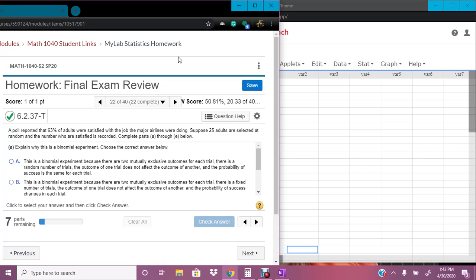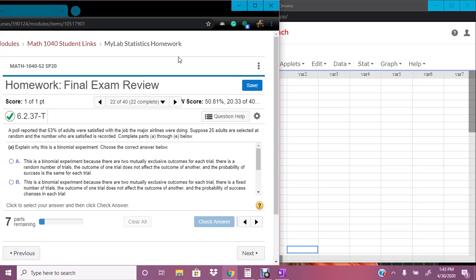Question 22 of the final review. So we're talking about a binomial experiment. And first it's trying to get us to remember what the rules are of a binomial experiment.